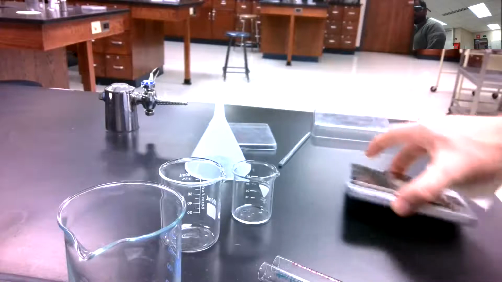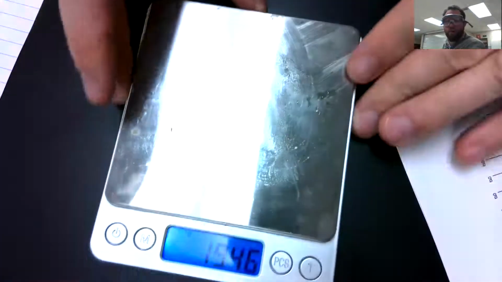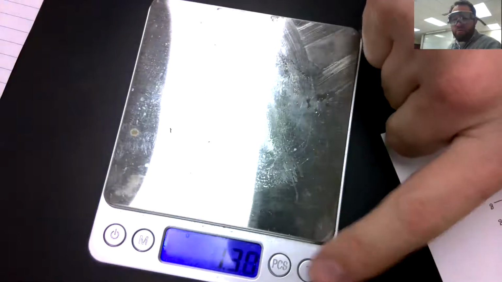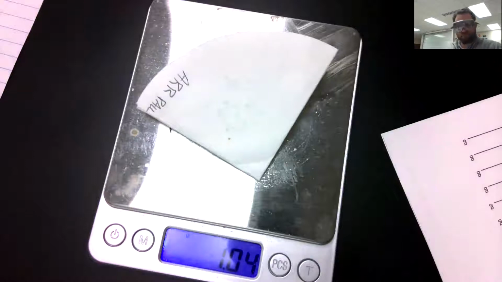So first step then, I need to find the mass of this paper. I'll turn it so you guys can see it there. All right, make sure we're zeroed out on the balance. So reading zeros, I can always hit the tare button to zero it if you're not zeroed. I'm going to go ahead and find that mass. And there we go, 1.04. Now that should be in grams. You can check that right there. And sure enough, little g, we're in grams.